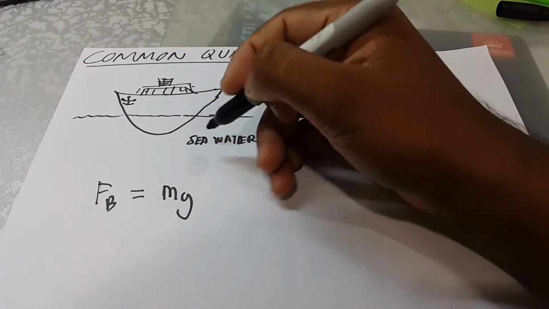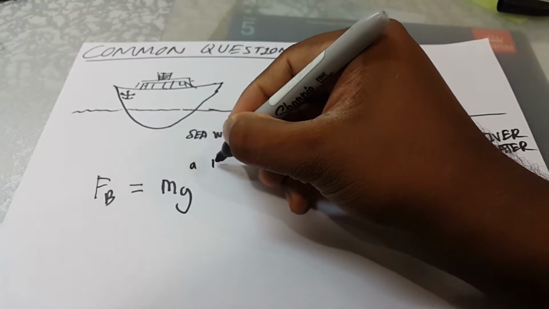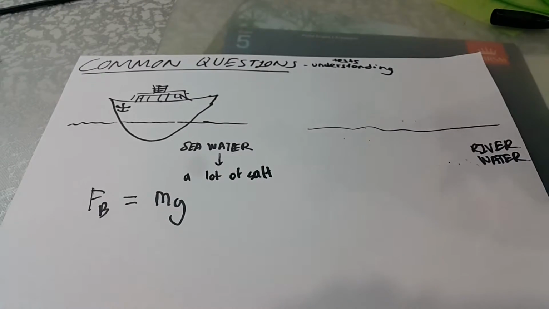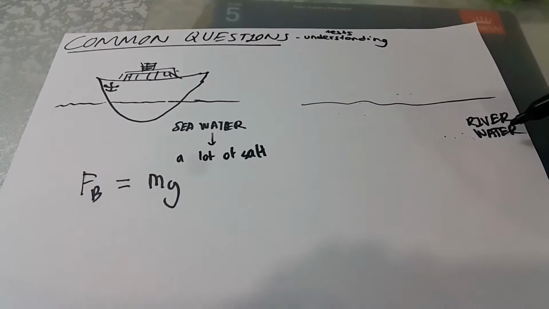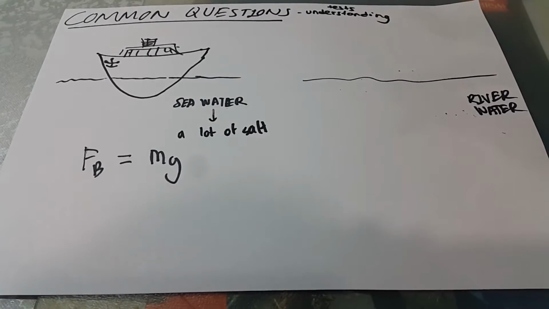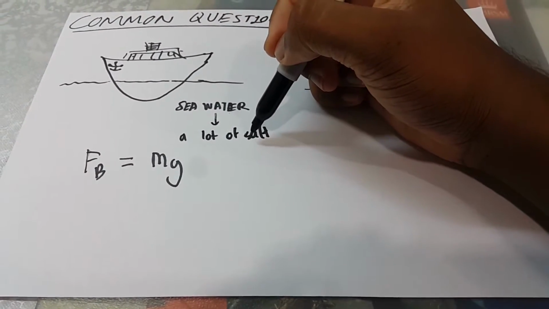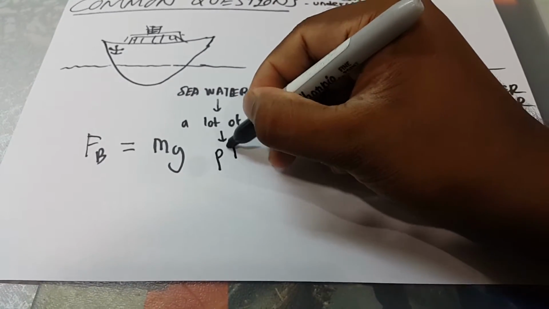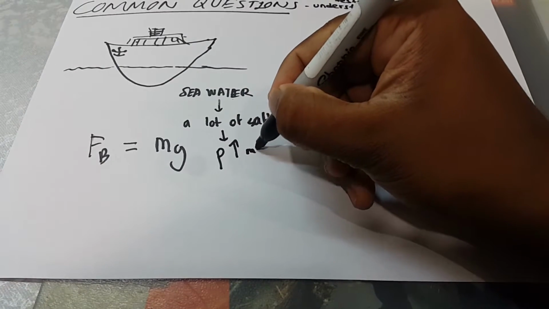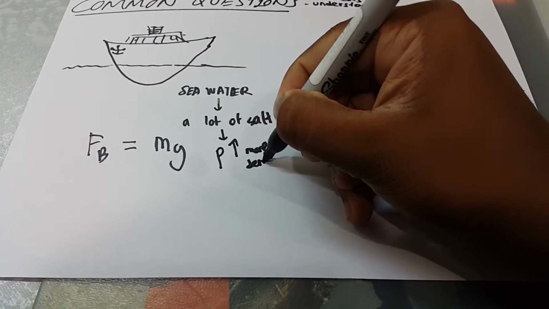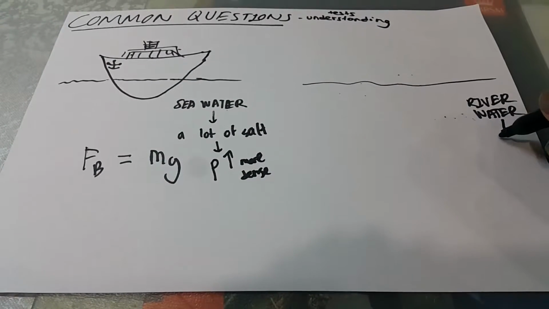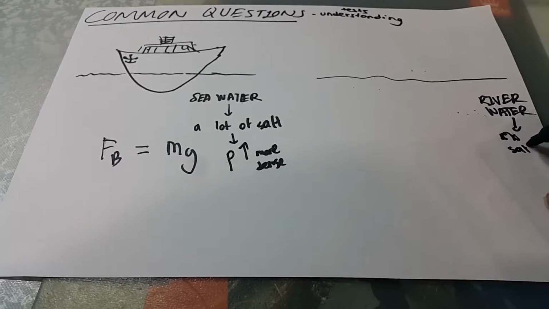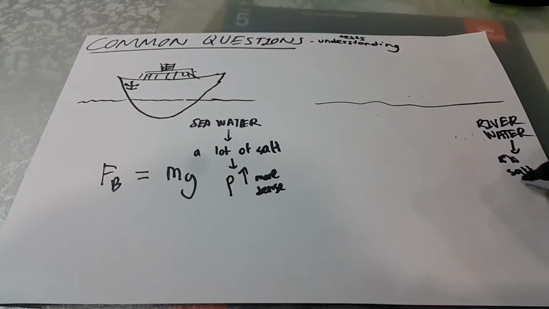Seawater has a lot of salt, and river water doesn't have a lot of salt. So when there's a lot of salt, the water is more dense. Use the formula rho. More dense. This one doesn't have any salt, no salt. So compared to this, it will be less dense.